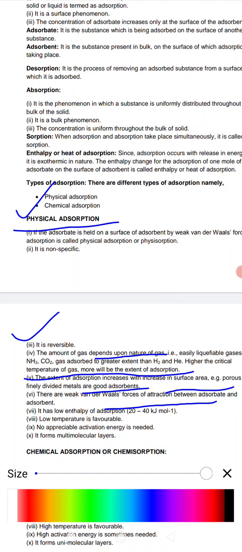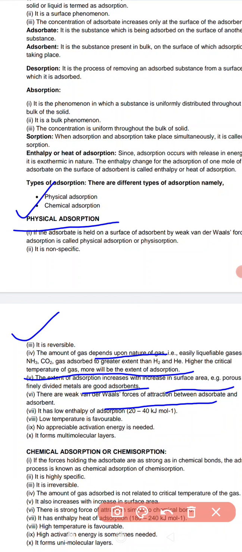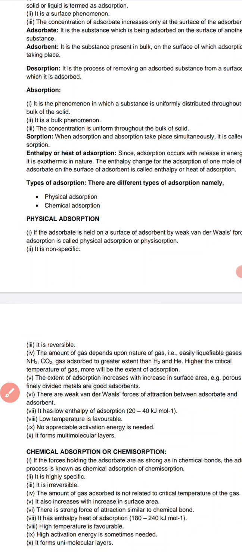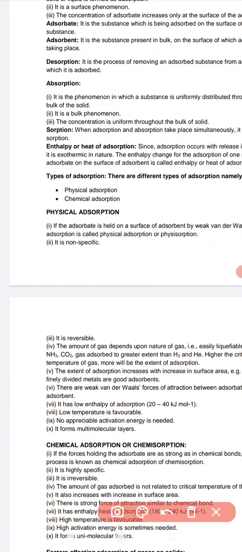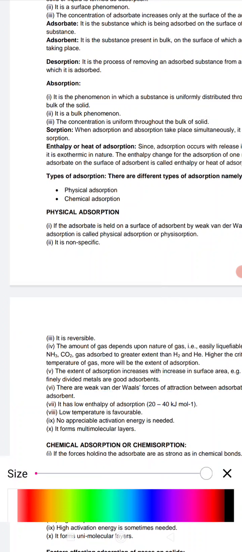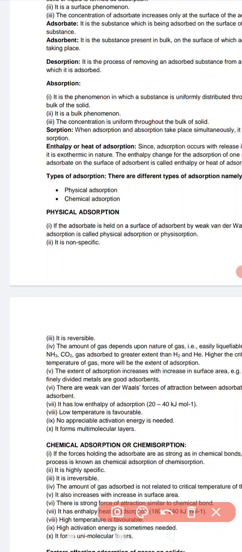Next important point, it has a low enthalpy of adsorption, as much as 20 to 40 kilojoule per mole, and a low temperature is favorable for physical adsorption. No appreciable activation energy is needed, and it forms a multi-molecular layer for the process of adsorption to take place. So these are the basic points.